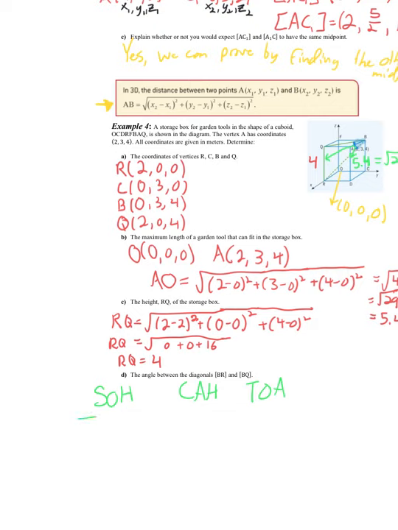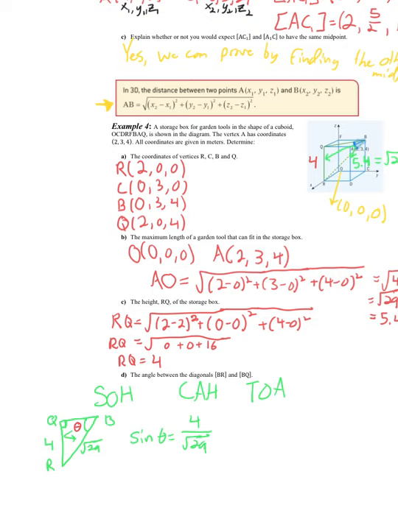So let's draw that triangle real quickly. This is side B, Q, and R. We know this is 4, and we know this is square root of 29. And we're looking for that angle right there, angle theta. So again, sine is opposite over hypotenuse. And Q is definitely a right angle, so sine theta equals 4 over square root of 29.